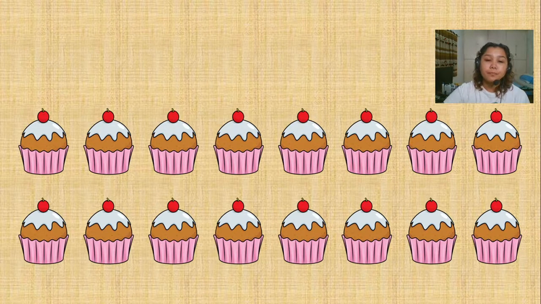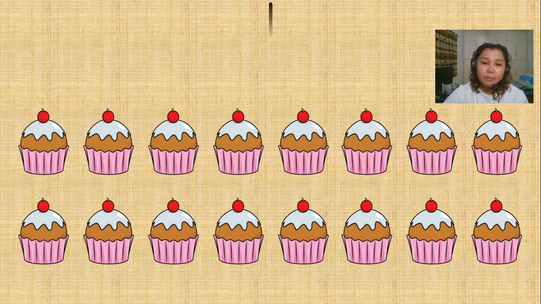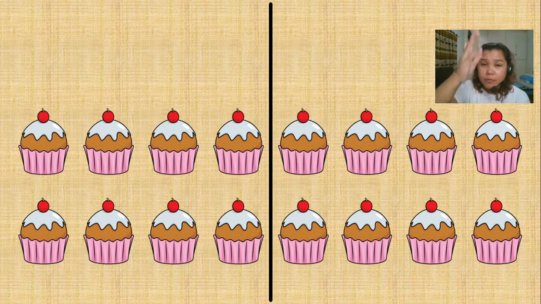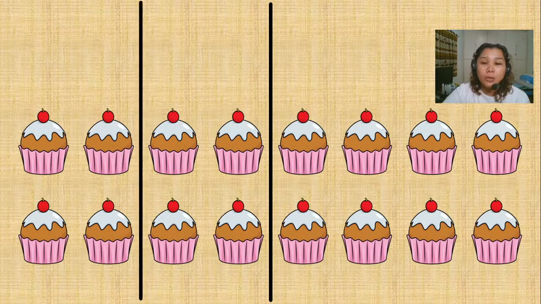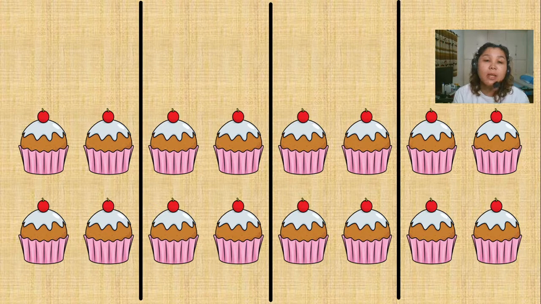Okay. Next one, there's another way. So pwedeng again, we start with 1/2. Pwede rin mahati natin ng ganito. So, another way, but still, there are 4 for each group. So, therefore, 16 yan lahat. So, 1/4 of 16 is 4. Still 4. Pero iba lang ang pagkakahati.